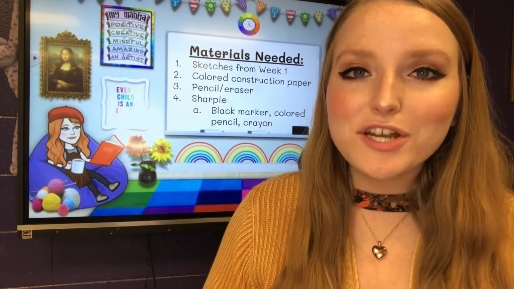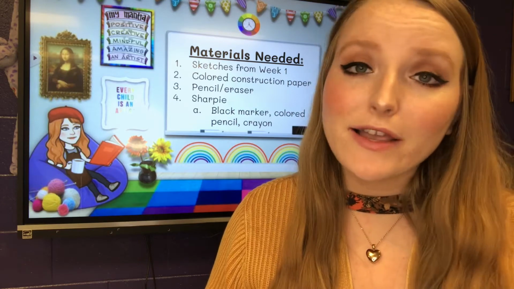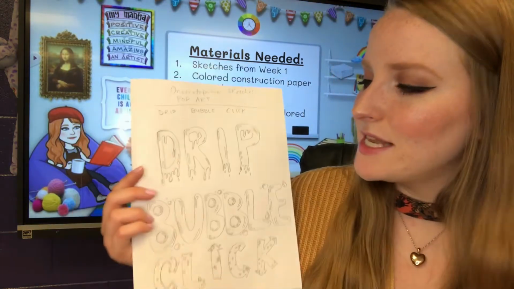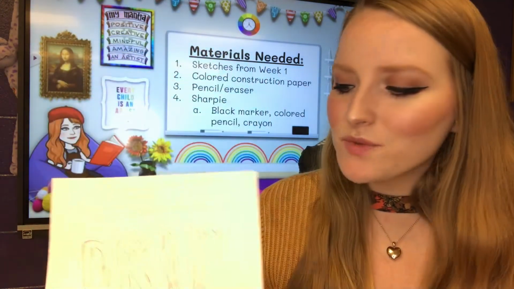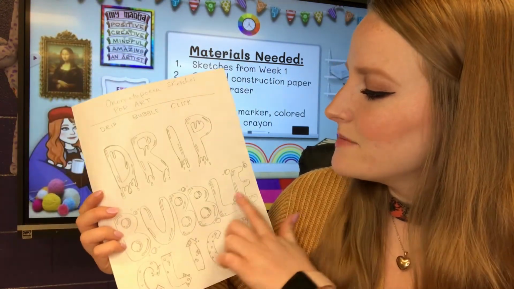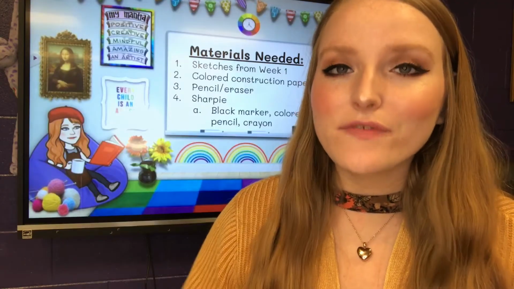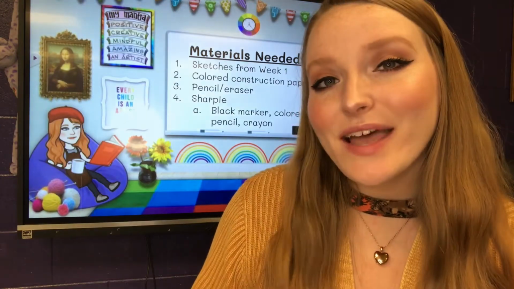However, if you don't have a Sharpie, then you could use a black marker, a black colored pencil, even a black crayon would work. And just for reference, to help me out today, I do have my sketches from last week, so I can kind of just imitate what I sketched out last time. And that's all you're going to need to draw your final onomatopoeia today, so let's go ahead and get started.